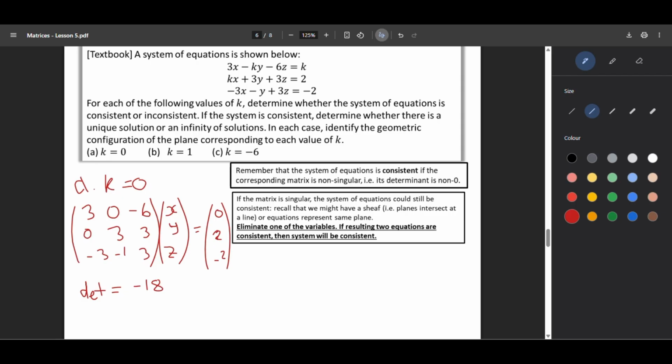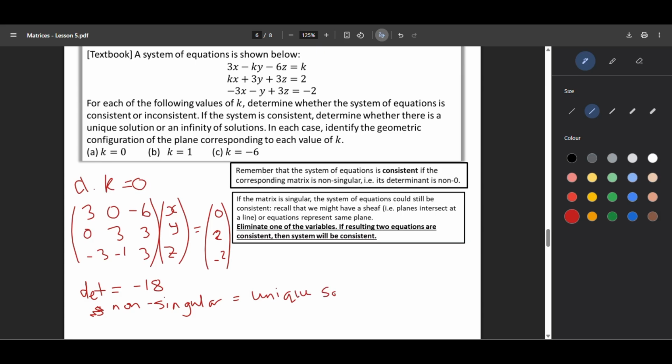That means it is, I don't know why I said singular, it's a non-singular matrix. So it's non-singular, meaning it has one solution. So it is a unique solution.